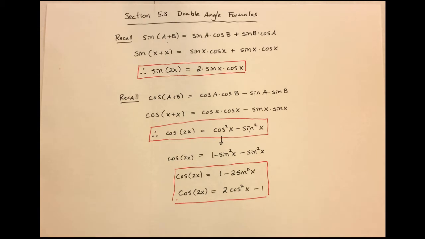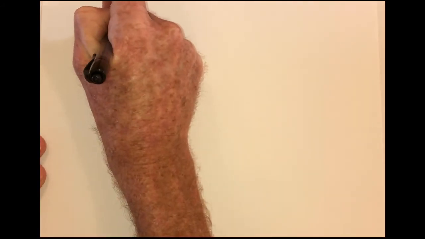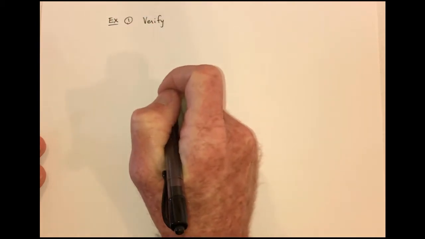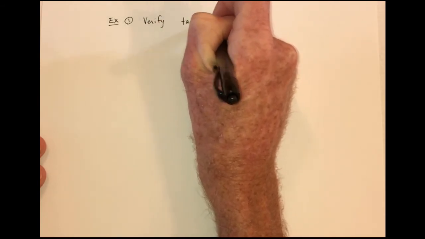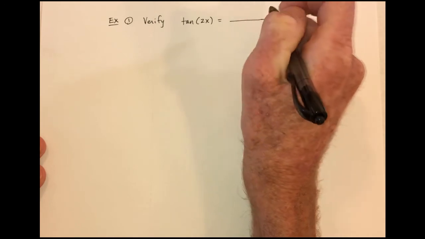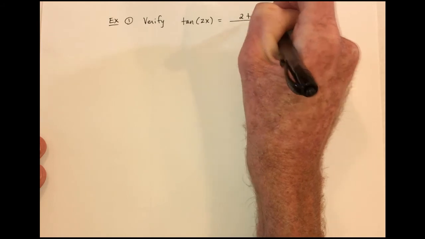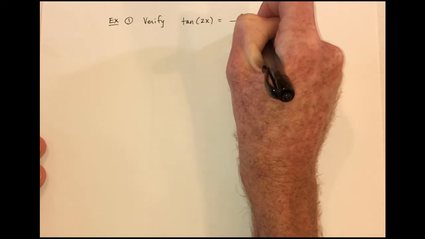Now we're going to use these formulas to do lots of other fun stuff. The first one is prove an identity. So for example number 1, verify this identity. Verify that tangent of 2x is equal to 2 times tangent of x, and then it gets divided by 1 minus tangent squared of x.